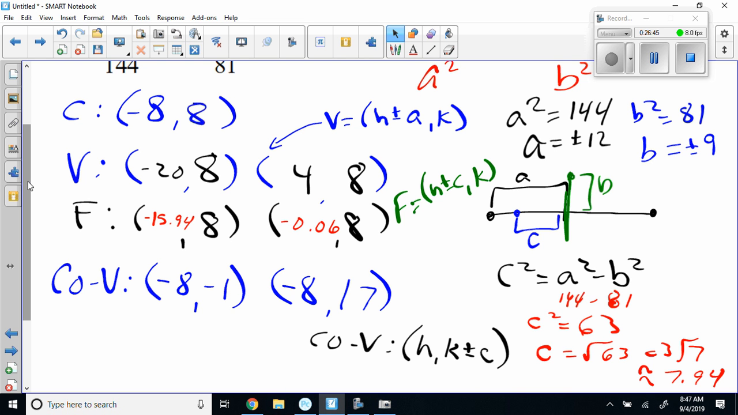Co-vertices: if the orientation is horizontal, the co-vertices go up and down. If it's vertical, the co-vertices go left and right. So I would make sure I have little nuggets of information to keep my head screwed on, to make sure my thinking's correct, because there's a whole lot of stuff. It's kind of like juggling 28 balls at the same time.